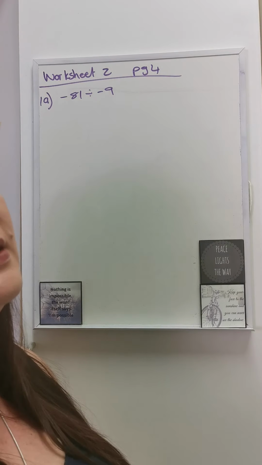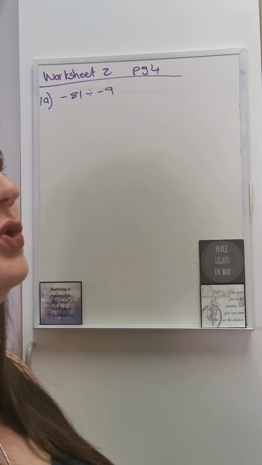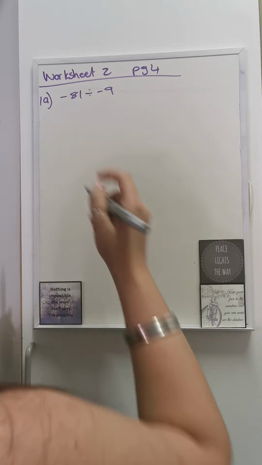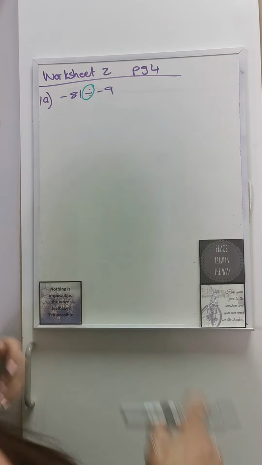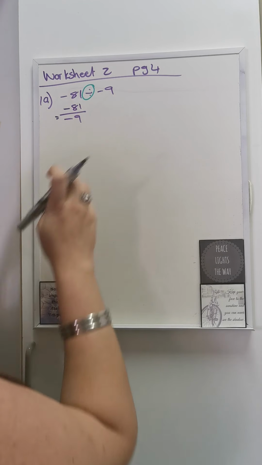So if we look at this sum here, what will the verb be in the sum? What will the action be? The action here says I have to divide. So this minus over here is not a verb. It's a number on the number line. Because it's divide, I'm going to put it on a fraction, because when I divide and I put it on fractions, it's just easier. So negative 81 divided by negative 9.